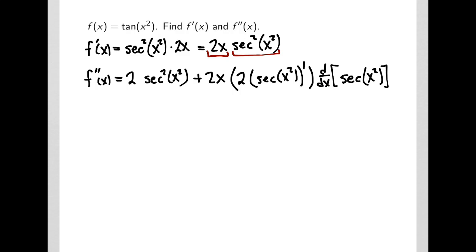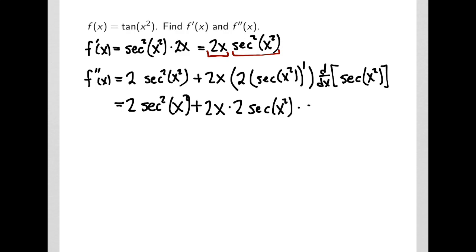Alright, so there's nothing I can do with the first term, so let's just write it down again. 2 secant squared of x squared plus 2x times 2 secant of x squared. And the derivative of secant is the secant tangent. So I put x squared in both parts. But the chain rule says we'll have to multiply by the derivative of x squared, which is 2x.